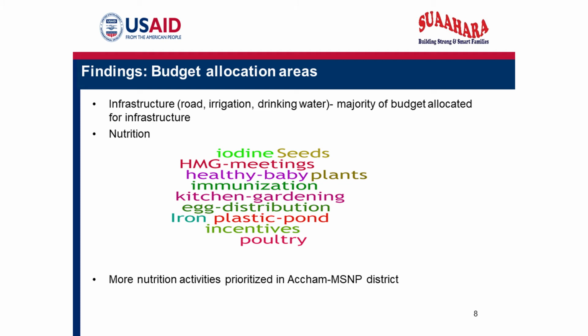So these are the areas, like budget is allocated for iodine, for health mothers group meetings, as incentives, for plastic ponds, for agriculture activities related to nutrition, egg distribution, etc. There were more nutrition activities in Assam district compared to other districts, and we feel it's because of the multi-sector nutrition plan being implemented in Assam by government and UNICEF.